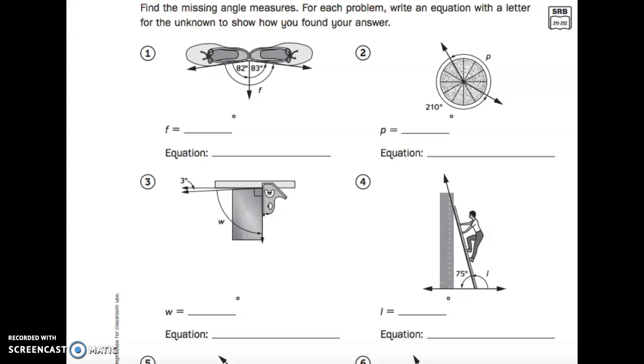Hi everyone. Today in math we are going to find missing angle measures. We've done some of this work so far this year, so you'll be familiar with some of the work we do today. To begin with, let's think about benchmark angle measurements. What do I mean by that?